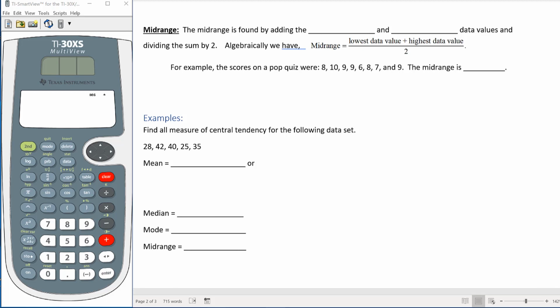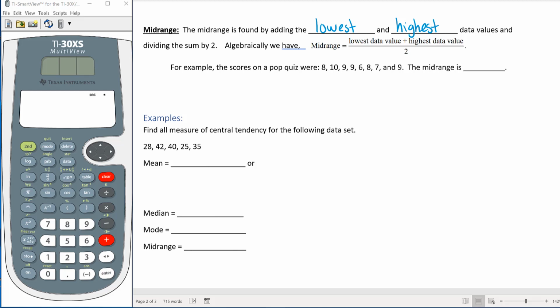Our next measure of central tendency is the mid-range. The mid-range is found by adding the lowest and the highest data values and then dividing the sum by 2. Algebraically, the mid-range equals the lowest data value plus the highest data value, divided by 2.